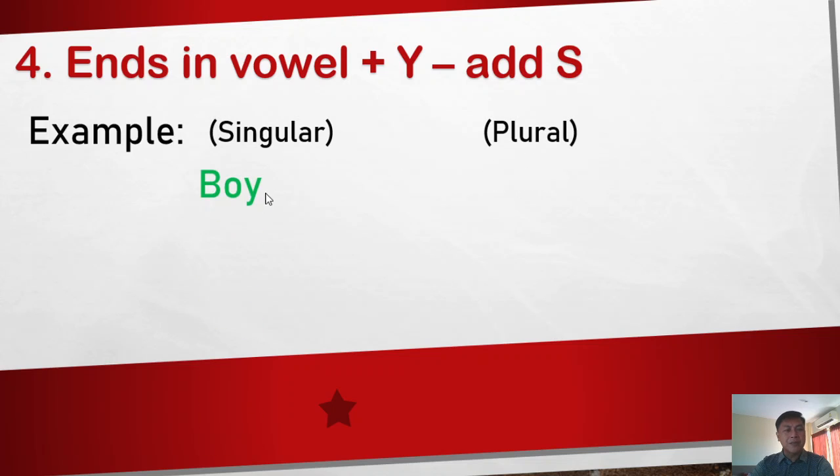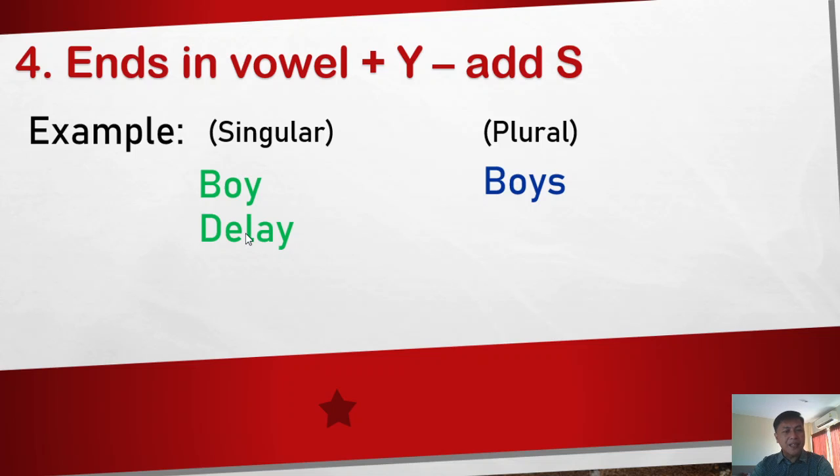For example, boy. Vowel plus y, so O and Y. O is a vowel and then Y. So the plural form becomes boys. O is the vowel plus Y, so add S and that becomes boys. One boy, two boys. Another example, delay.